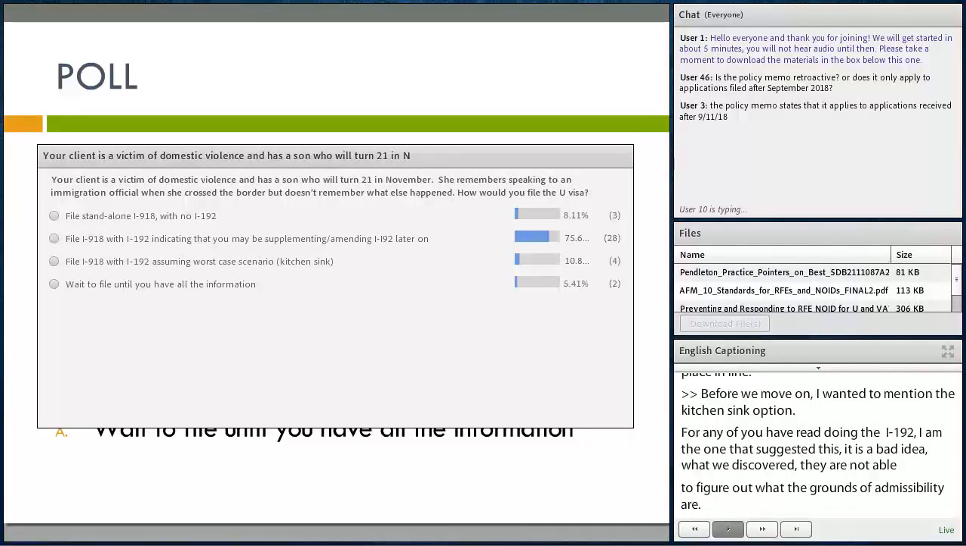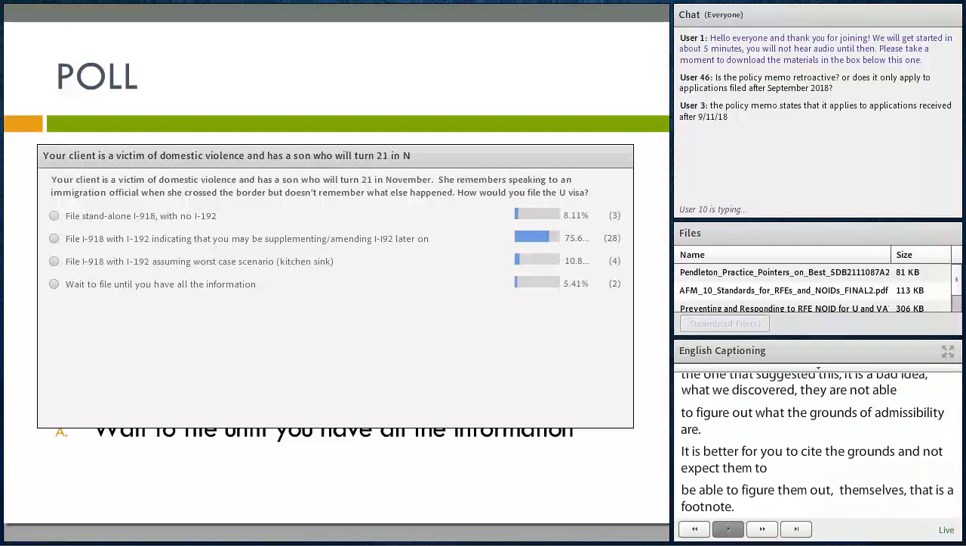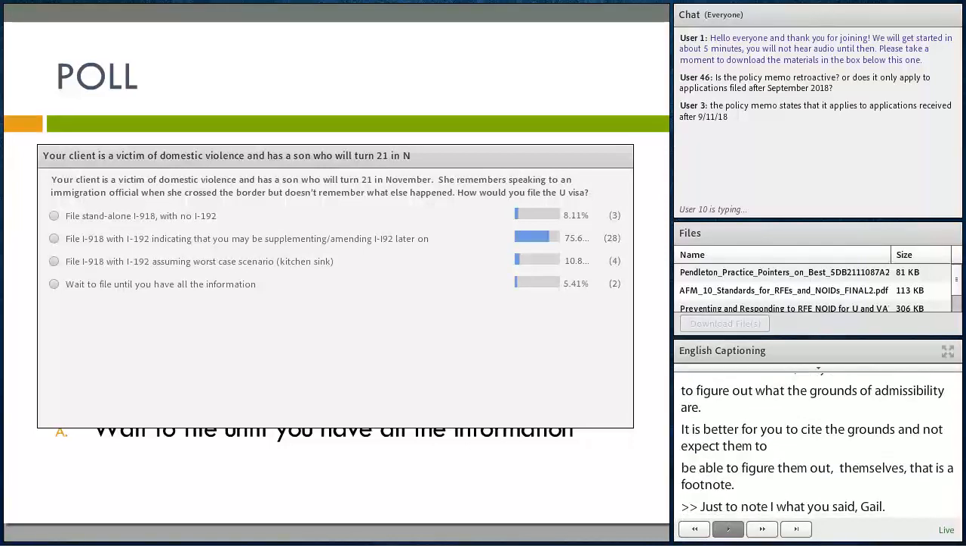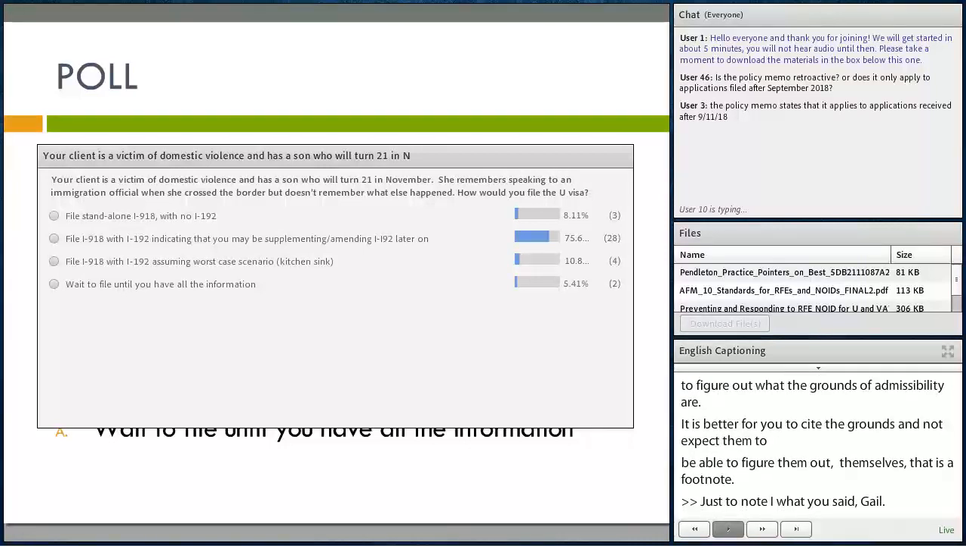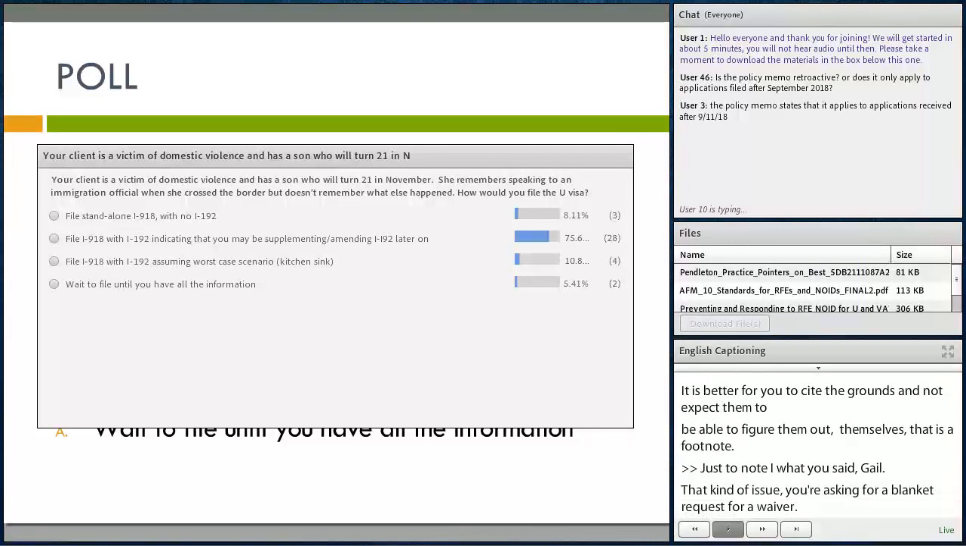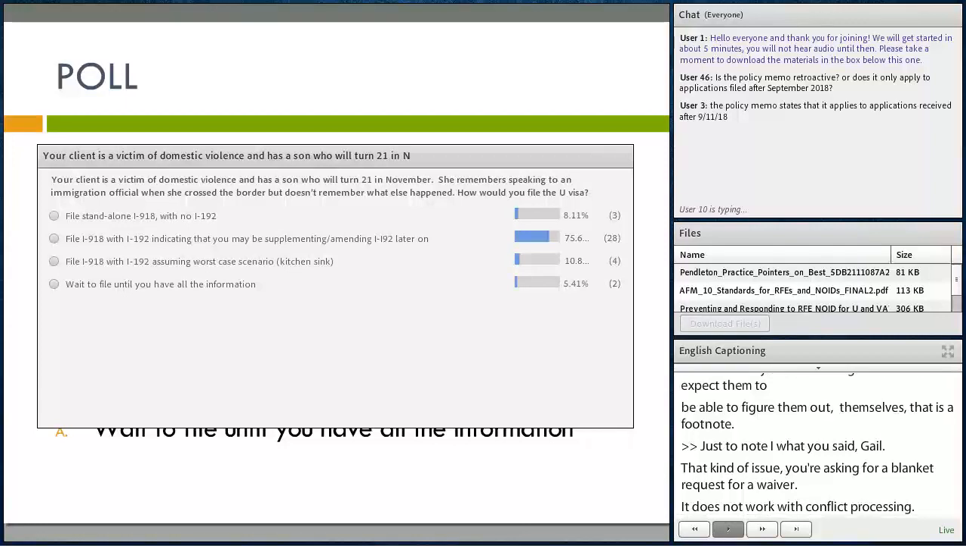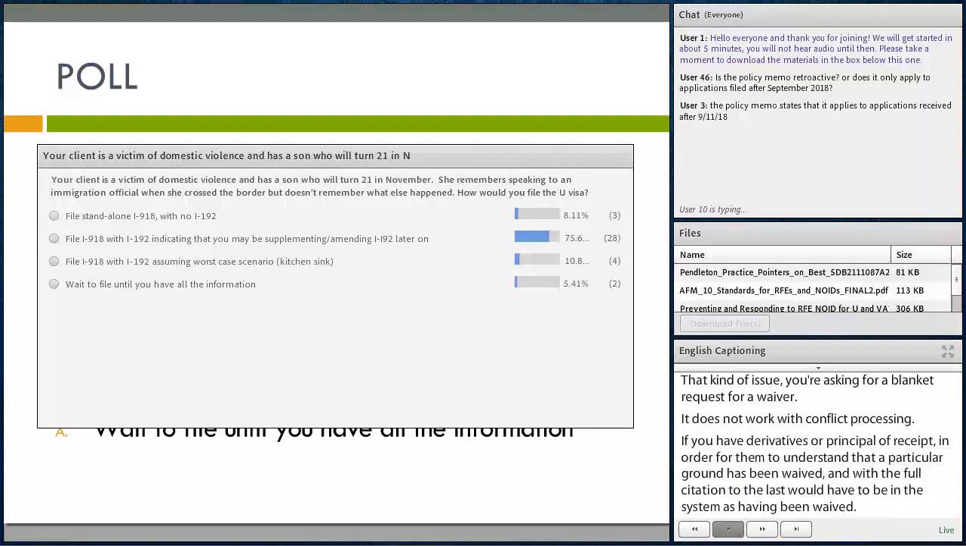You ready to move on, Amy? Just a note on what you just said, Gail. It's also that kind of issue where you're making a blanket request for a waiver also does not work for consular processing. If you have derivatives or even a principal overseas who needs the consular process, in order for DOS to understand that a particular ground has been waived, the full citation down to the last subsection must be in their system as having been waived. And so if you're just putting in the catch-all waiver request, that's not going to work.